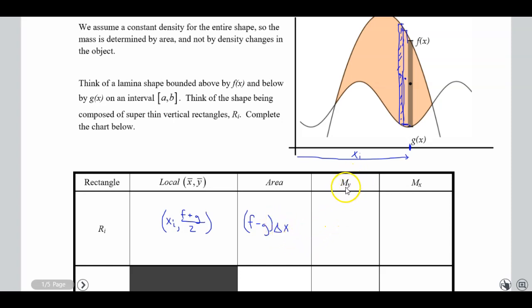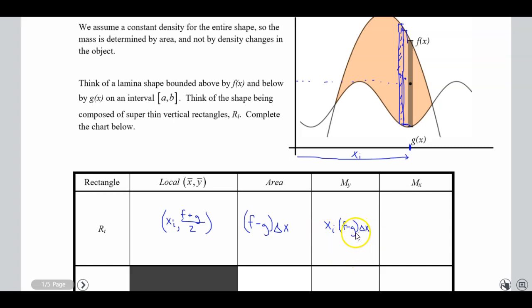What are the moments? So the moments about the y-axis. This is from the y-axis over, the mass times the distance. And again, for this distance we're just going to use the xi. And then the area is going to act as our mass. So we get this area times that particular xi, so xi times f minus g, evaluated at that xi, and then times this delta x as part of the area.